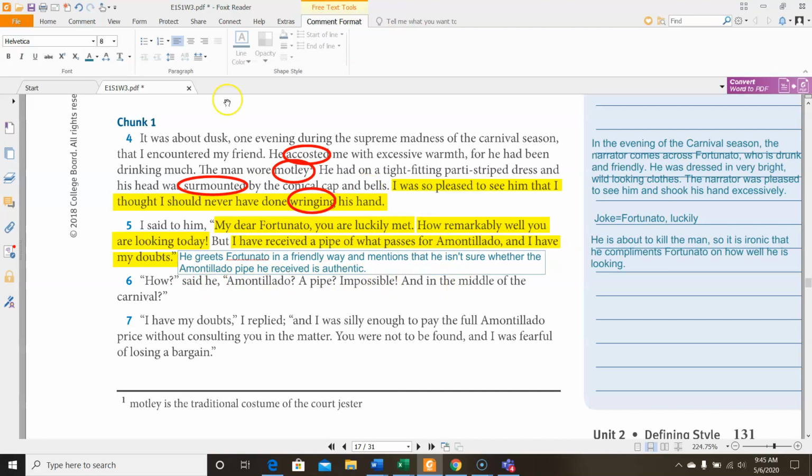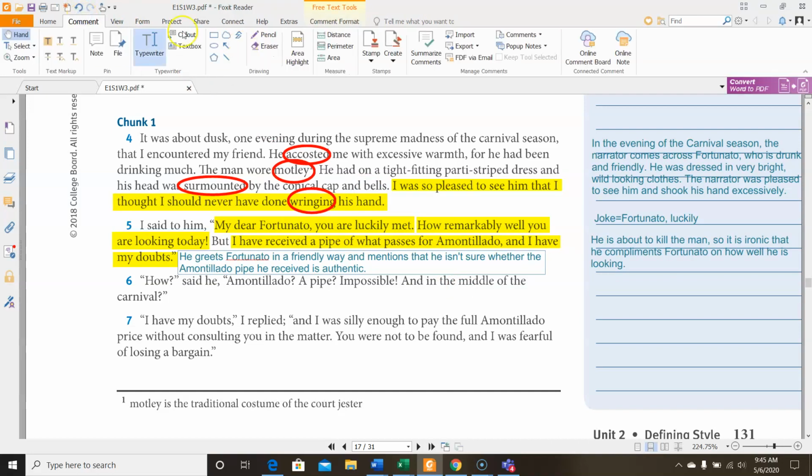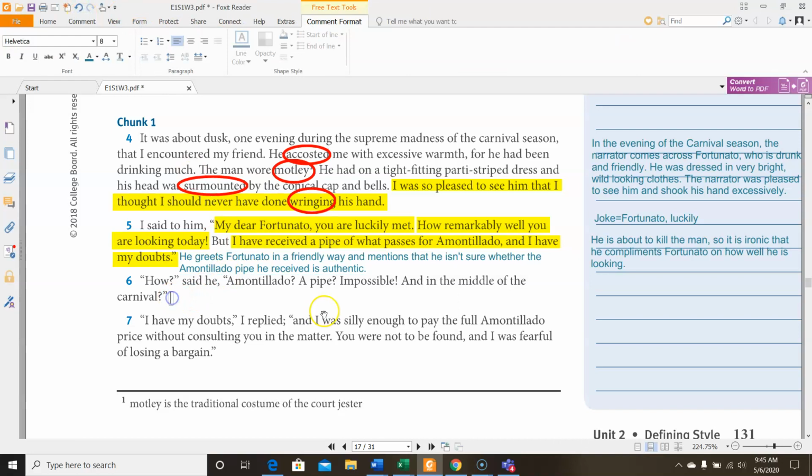Because there's a lot of drinking at the carnival, so he's kind of surprised that the man had been able to get his hands on Amontillado.